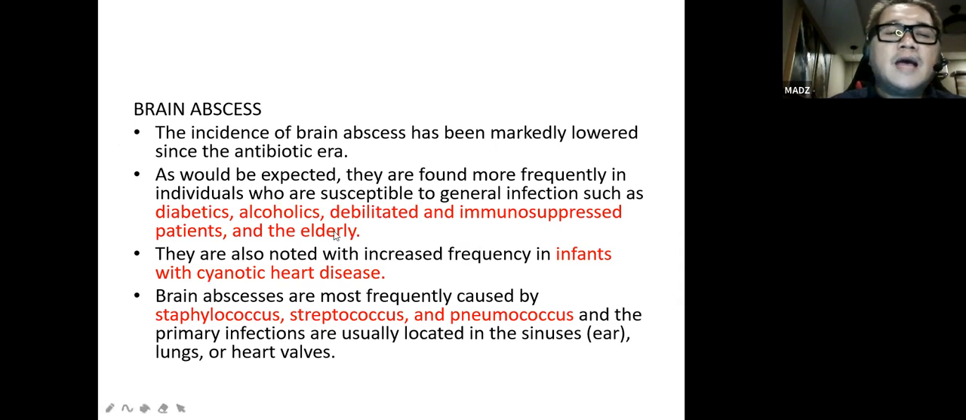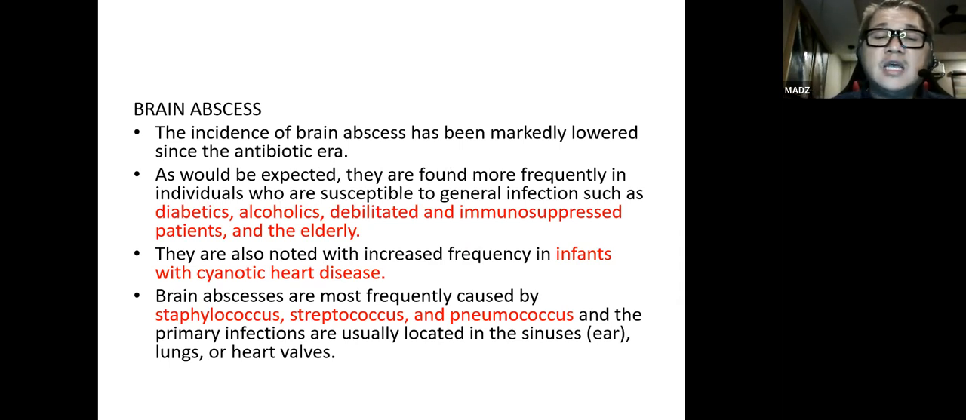So let's talk about brain abscesses. The incidence of brain abscesses has been markedly lowered since the antibiotic era. As would be expected, they are found more frequently in individuals who are susceptible to general infections, such as diabetic patients, alcoholics, immunosuppressed and debilitated patients, and likewise the elderly. They are also noted with increased frequency in infants with cyanotic heart disease, because remember, in patients with cyanotic heart disease, if they develop vegetations in the blood vessels, it can form emboli of microorganisms that would go to the brain and then later develop into an abscess.